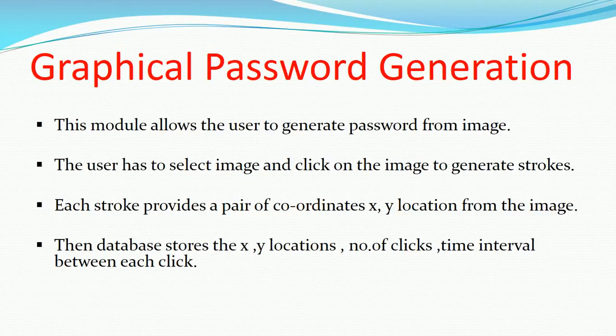Coming to the second module, graphical password generation. This module allows the user to generate a password from an image. The user has to select an image and then click on the image to generate strokes. Each stroke provides a pair of coordinates, an x, y location from the image. Then the database stores the x, y locations, the number of clicks, and also the time interval between each click.